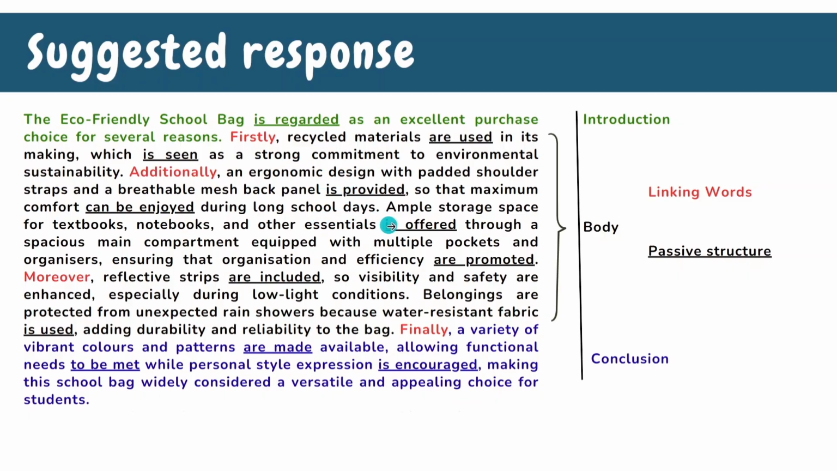And this is one more point that we're adding in the main body part. Ample storage space for textbooks, notebooks, and other essentials. Main compartment equipped with multiple pockets and organizers, ensuring that organization and efficiency are promoted. Right. So this is also one more passive structure that will create that objective tone here. Moreover, one more linking word, so that we are getting the flow and we are connecting these ideas with this particular idea. Reflective strips are included, so visibility and safety are enhanced, especially during low light conditions.